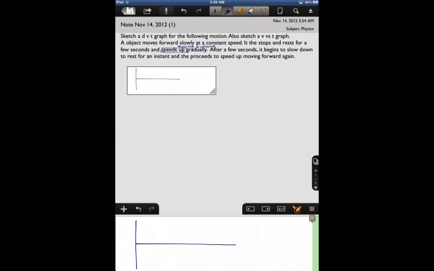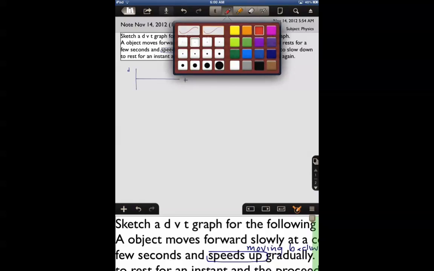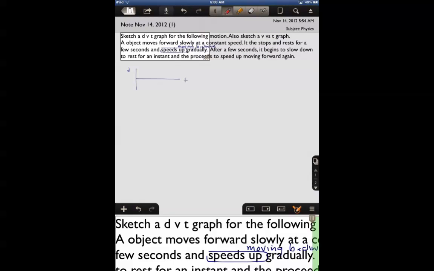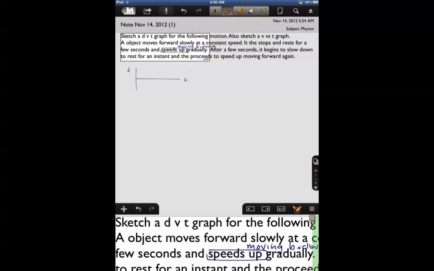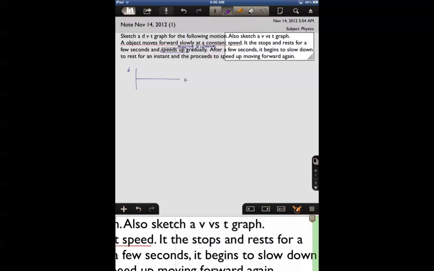I have several different parts of this graph. If I slide up here, we have an object moving forward slowly at a constant speed. That is one area. It then stops and rests. There's a typo there.